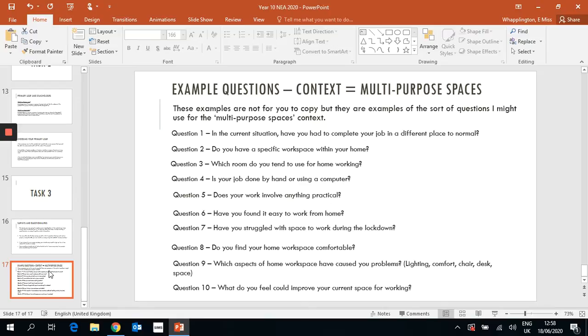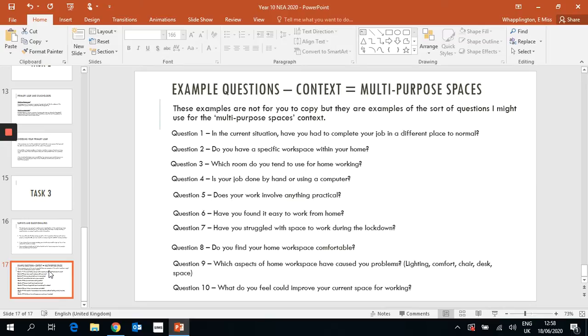So question 1, in the current situation, do you complete your job in a different place than normal? It's quite a good question, because it gives you an idea of where people are at home, whether they've had to leave their jobs, school, etc. An idea of what things they have to do differently. Question 2, do you have a specific workspace at home? Some might have a study, some people might be working from the kitchen, some people might have had to make a shift off the room, but I can start to think about what sort of product is needed at the moment. Is your job done by hand or using a computer?